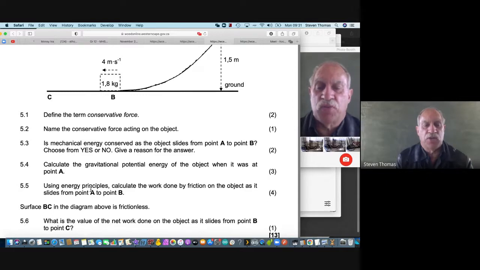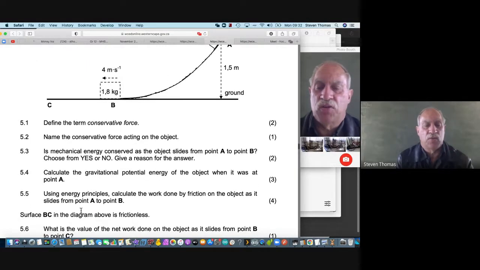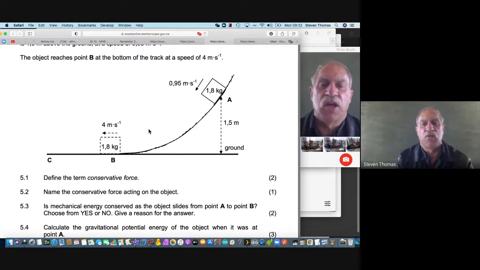Using energy principles, calculate the work done by friction on the object as it slides from point A to point B. So you're going to again use one of the two formulae, and they're asking you to find friction. So why don't you use the formula work non-conservative equals change of kinetic plus change of potential. You've calculated its potential there. It's got 0 potential at the bottom. So the final is 0 minus 1.8 times 9.8 times 1.5. So that's your change of U.